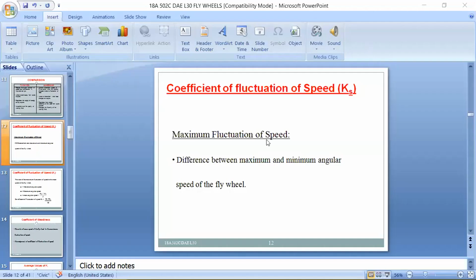Coefficient of fluctuation of speed, Ks. Before defining the coefficient of fluctuation of speed, let us have a definition. Maximum fluctuation of speed is the difference between the maximum and minimum angular speed of the flywheel.